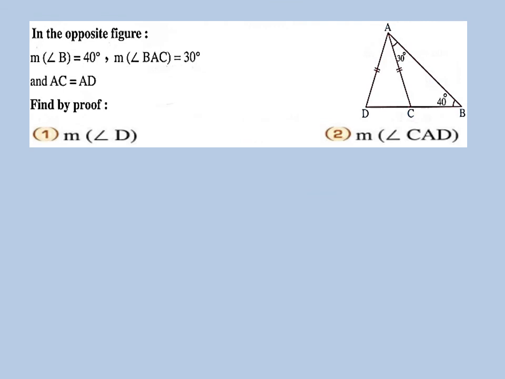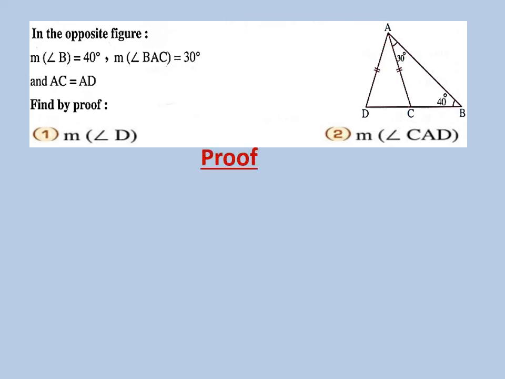Another example. In the opposite figure, measure angle B equals 40, measure angle BAC equals 30, AD and AC are equal. Find by proof measure angle D and measure angle CAD.